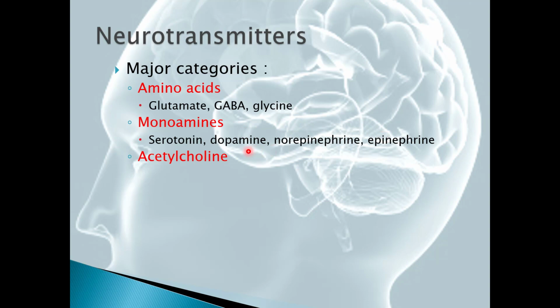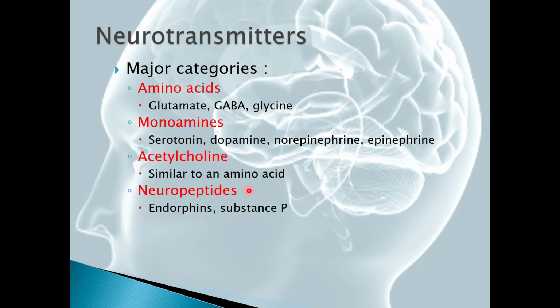Then we have acetylcholine. Acetylcholine is similar to an amino acid. We have various neuropeptides. We'll talk about those later on. Some examples of this would be endorphins or substance P. We have purines can act as neurotransmitters, adenosine or even ATP, and then gases. Nitric oxide is one such example.